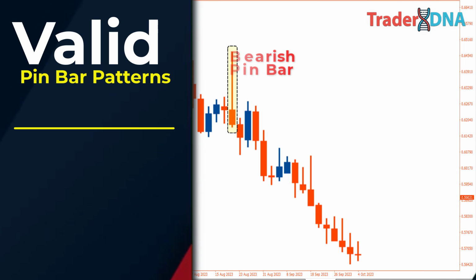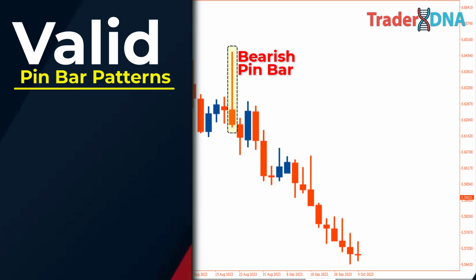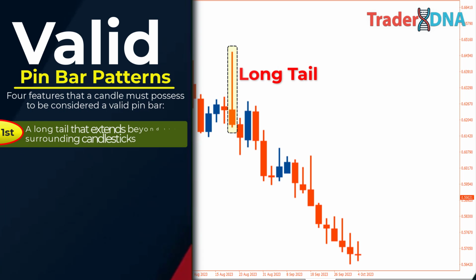Pin bars, despite having similar characteristics like a long tail and a small body, may look different when they appear on the chart. Determining whether a candlestick qualifies as a valid pin bar can be a bit tricky. Fortunately, there are 4 features that a candle must possess to be considered a valid pin bar. First, a long tail that extends beyond the surrounding candlesticks.